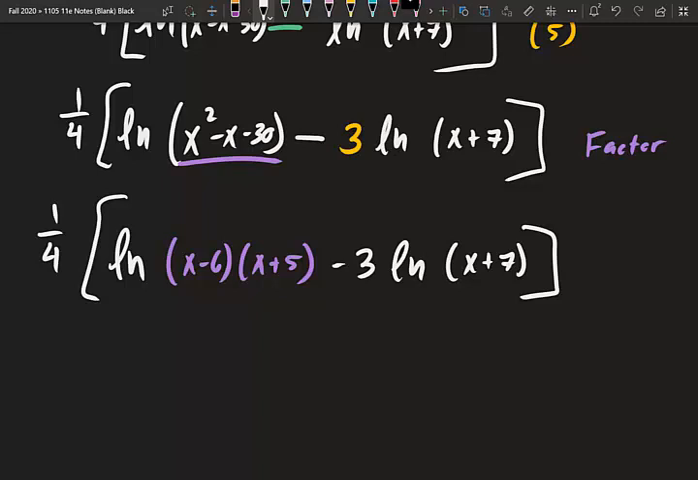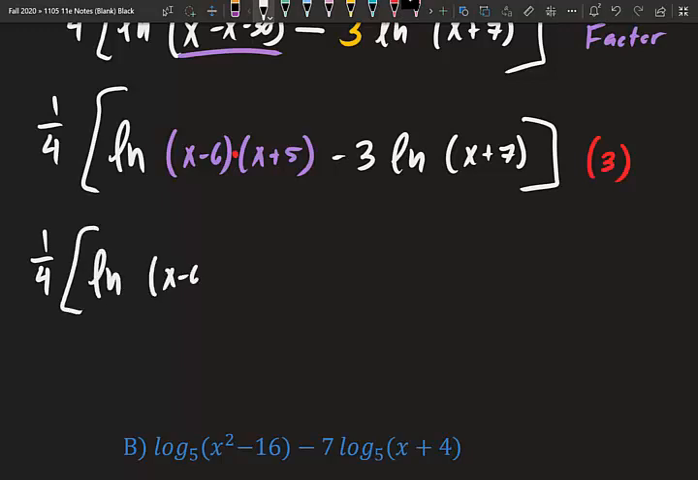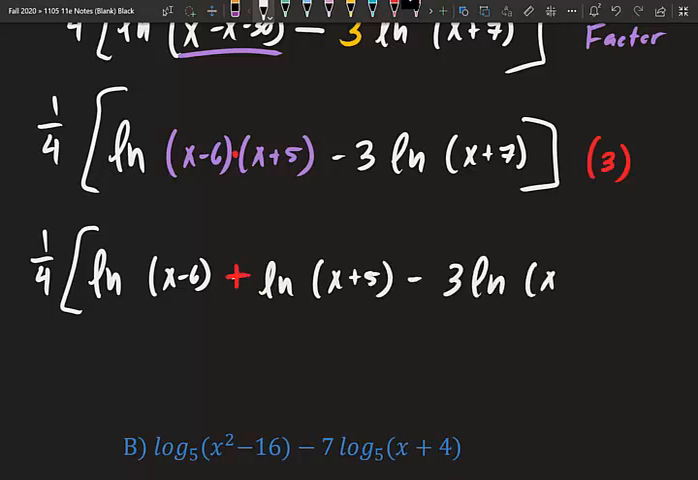Can we do anything more? Guess what? We can. We have x minus 6 times x plus 5 in one of our arguments. So we need to use property 3 and split them up. So we have 1/4 ln x minus 6 plus ln x plus 5 minus 3 ln x plus 7.